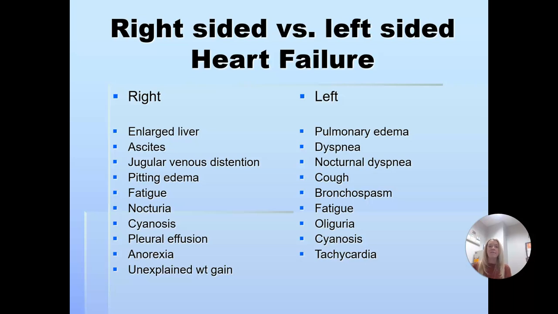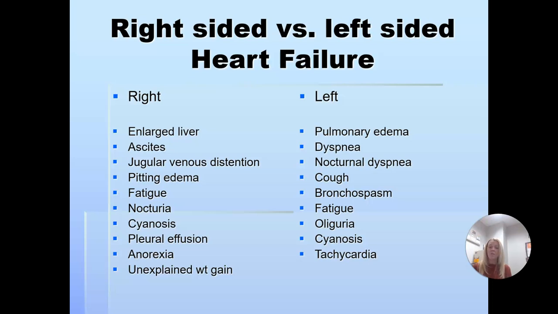All right, right-sided versus left-sided heart failure. So some of the things we'll see with right-sided heart failure are an enlarged liver, ascites, which is the buildup of fluid in the peritoneal cavity, jugular venous distension, pitting edema, fatigue, nocturia, which is increased urination at night, cyanosis, so blueness or color to the skin, pleural effusion, anorexia, or unexplained weight gain.